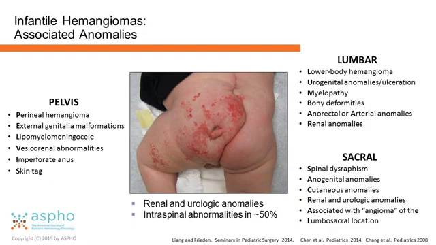Similar to PHACE syndrome, patients who present with hemangiomas over the lumbosacral region and lower body make us think of LUMBAR, SACRAL, and PELVIS syndromes, and to assess for anomalies associated with these lower body hemangiomas. In a recent study, 50% of infants with infantile hemangiomas overlying the lumbosacral area were found to have an associated intraspinal abnormality.